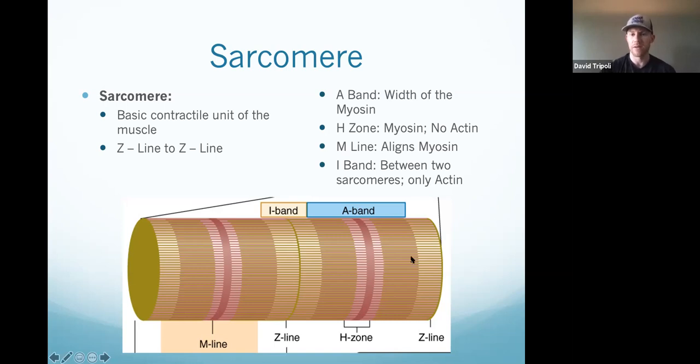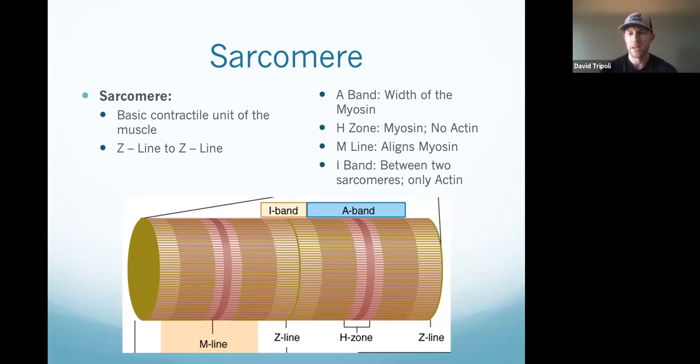So the A band, so this blue band right here, is the width of the myosin. So the myosin are the thick parts again. So they're going to be in this range right here, okay? The H zone is myosin, no actin. So that's this middle part right here. So you can see where there's less crossover. There's no green with our colors that we're using, right? So that's the range that we have to move potentially.